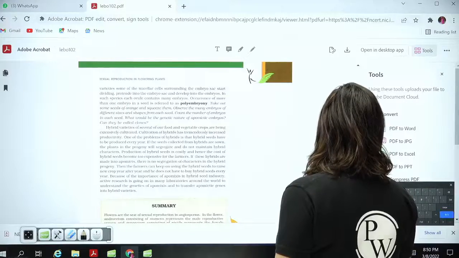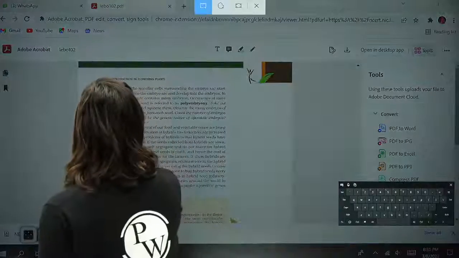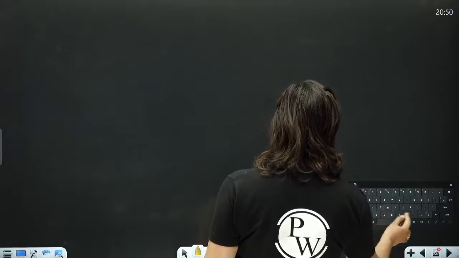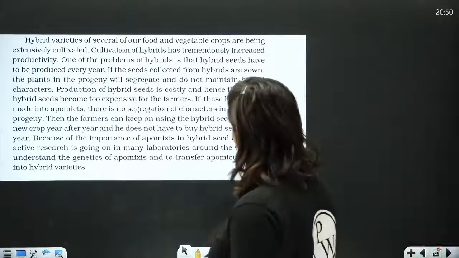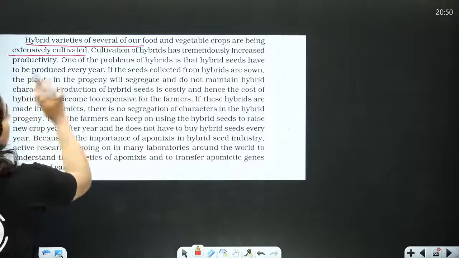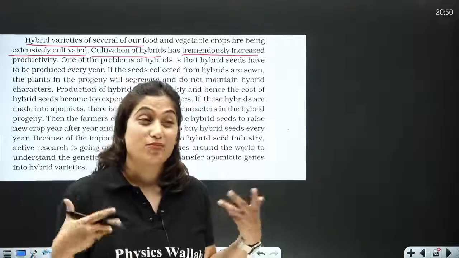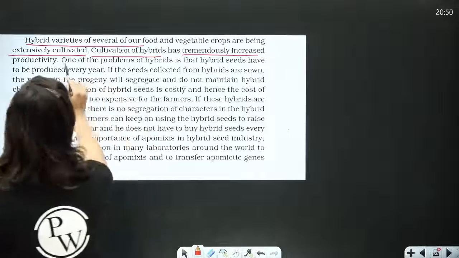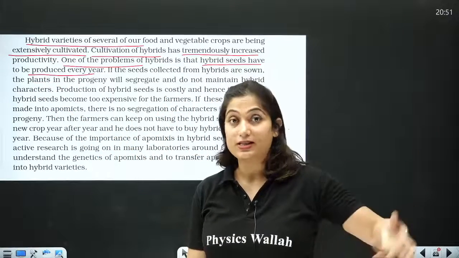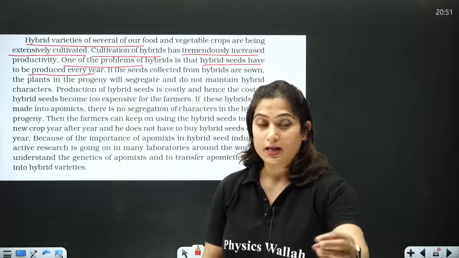seeds every year, right? So what can we see here in the NCERT, what question comes from this point? Let's see. It's saying that hybrid varieties of our food crops are being extensively cultivated. Cultivation of hybrids has tremendously increased. We know this, that hybrid seeds are sown so extensively in agriculture these days. One of the problems of hybrids is that hybrid seeds have to be produced every year. That means the farmer has to buy the hybrid seeds every year from the market. Why? Because the hybrid seed he has taken from the market, he will sow it in the field, then it will form a hybrid plant.